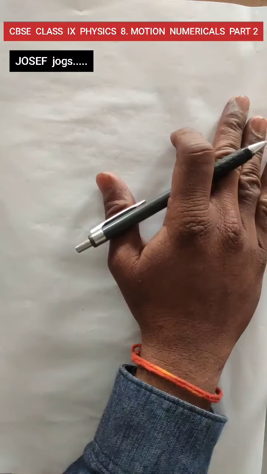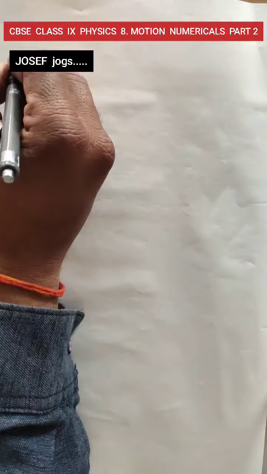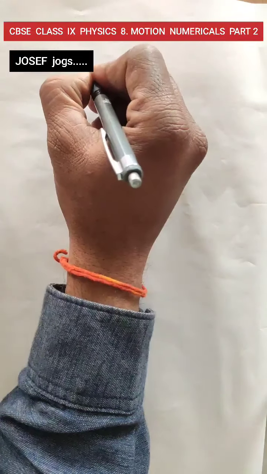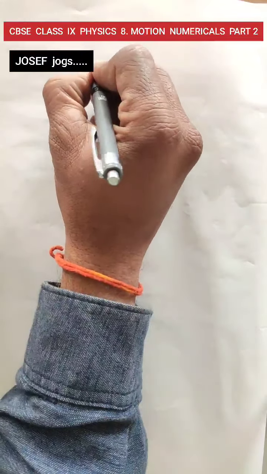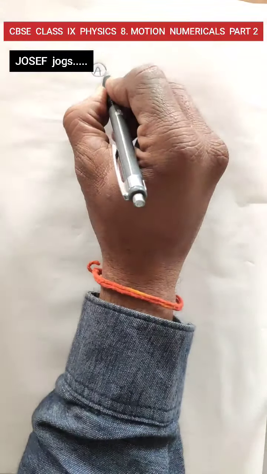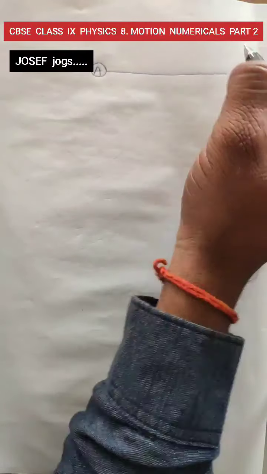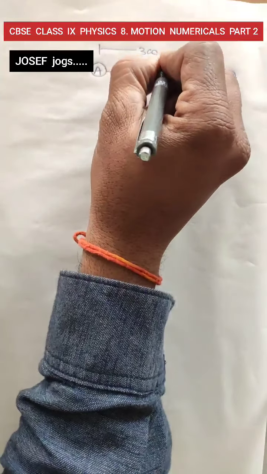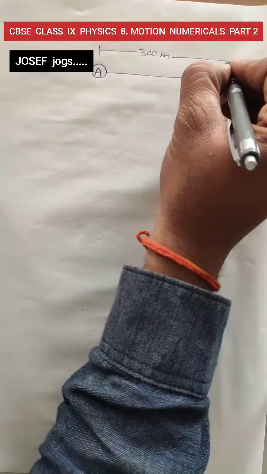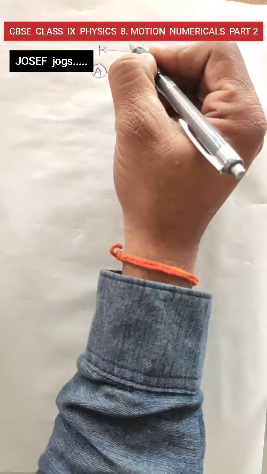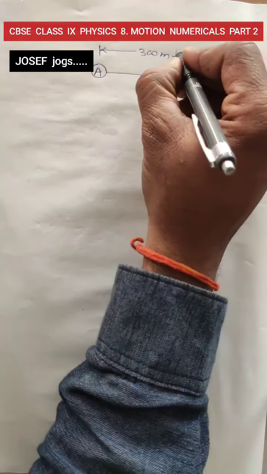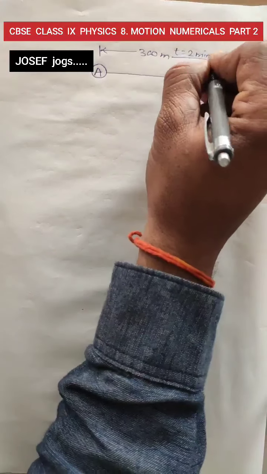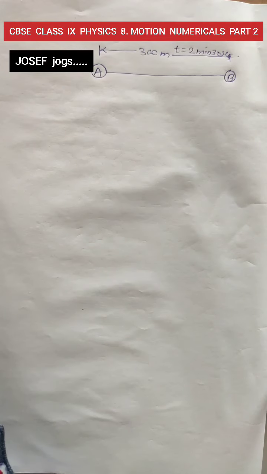In this example, some points are given. Firstly, we write down the end point A. On the road, another point is given as the point B. These are the two locations, and Joseph covers a 300 meter distance from A to B. Joseph covers this distance in 2 minutes 30 seconds, so 2 minutes 30 seconds are required from A to B.